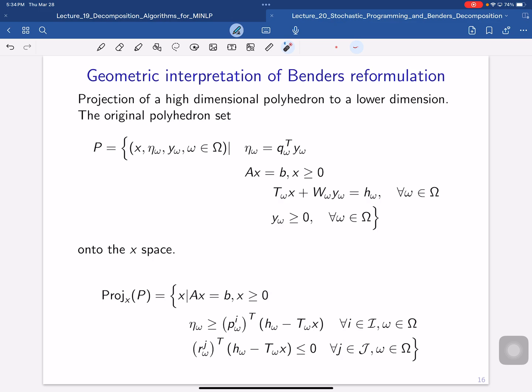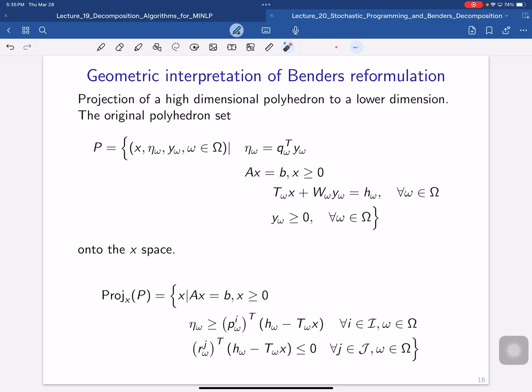So think about the original problem, the original two-stage stochastic programming problem, which has the x variables, the y omega variables, and so forth, right? It has both the x and the y variables. But in Benders' reformulation, it only has the x variables, right? So essentially, the geometric interpretation of Benders' reformulation is to project a problem in high dimension to a low dimension problem, right? In other words, project a problem with both x and y variables to an object with only the x variables. Okay, so maybe people are more confused.